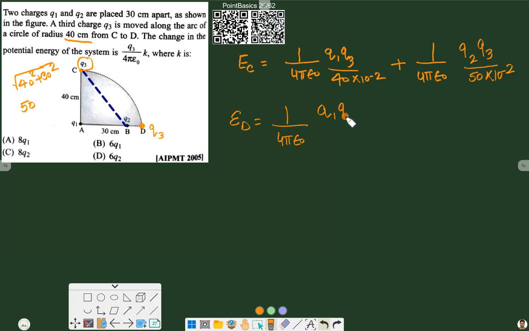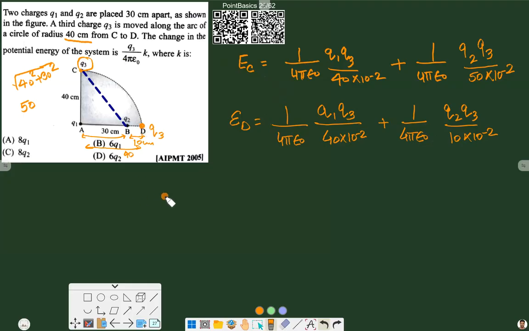So Q1 Q3 over 40 into 10 raised to power minus 2, plus, now for Q2 Q3, their distance becomes 10 centimeter. Why? Because this distance is 30 and the total distance is 40. So the remaining distance BD will be 10 centimeter. So the new distance between Q2 and Q3 is 10 centimeter. So these are the total energies at both of the points, EC and ED.